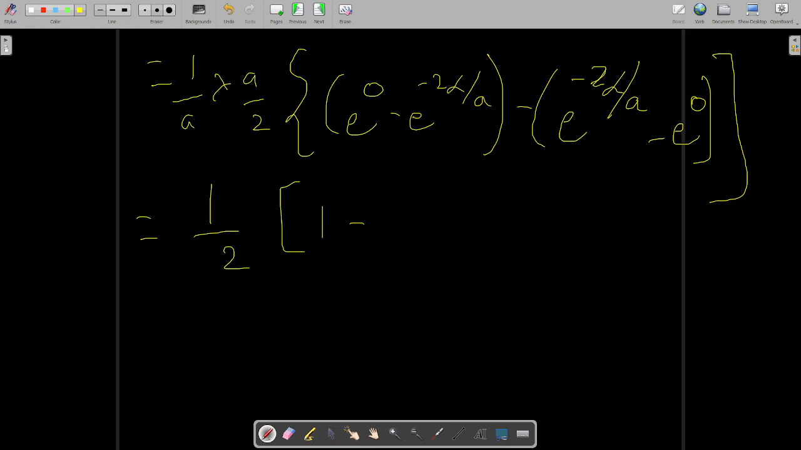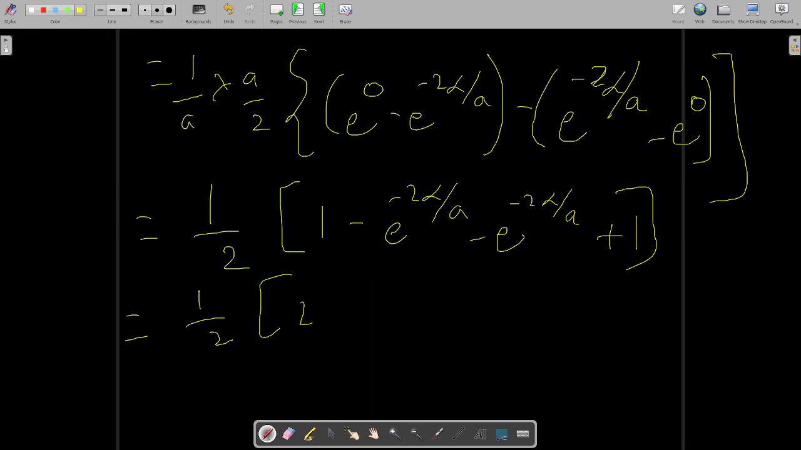Then it will be 1 minus e to the power minus 2 alpha divided by a, minus e to the power minus 2 alpha divided by a, plus 1 is there. So then what will happen? 1 upon 2, 2 minus 2 e to the power minus 2 alpha by a.